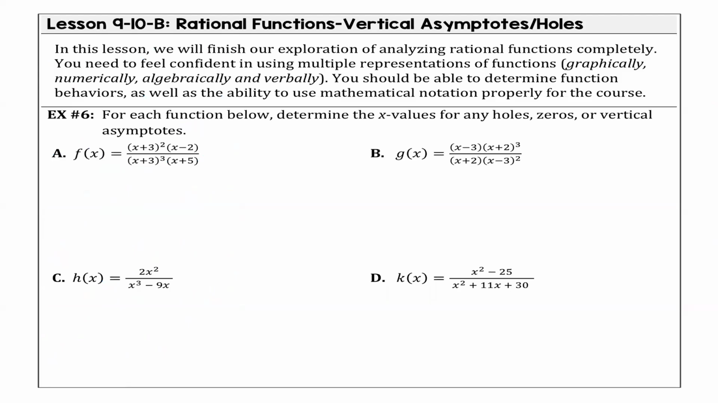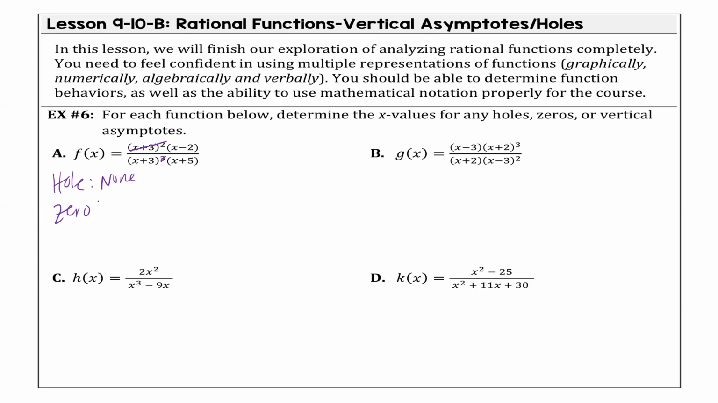So we have example number 6, example A. x plus 3 squared times x minus 2 over x plus 3 cubed times x plus 5. Will this function have a hole? Yes or no? Why not? Because the denominator power is bigger. So none. And that's because the denominator power is bigger, so I'm still left with the factor in the denominator. Agreed? Okay.